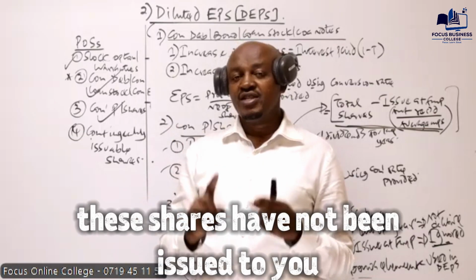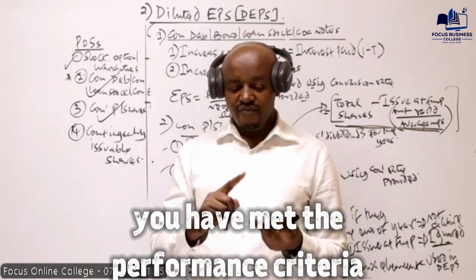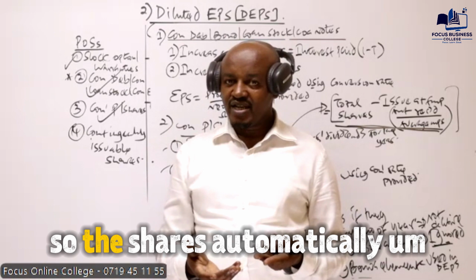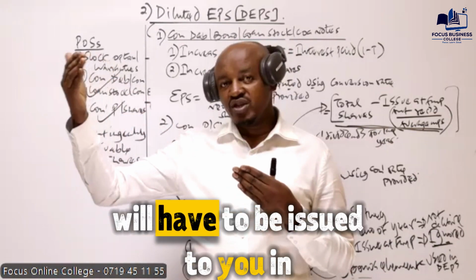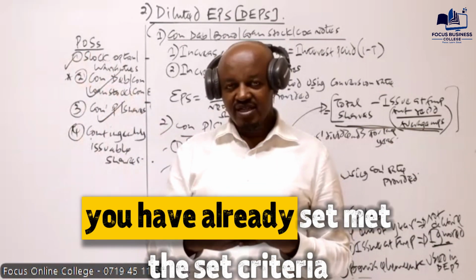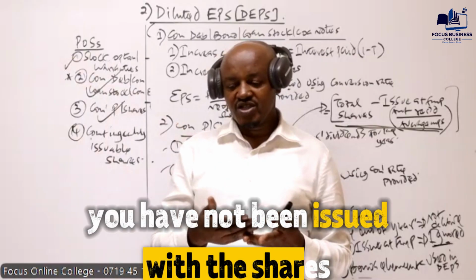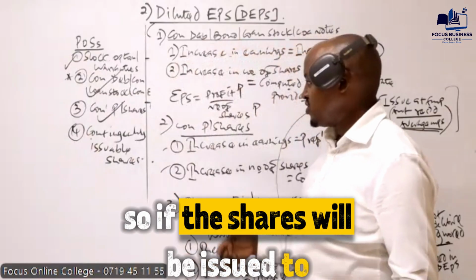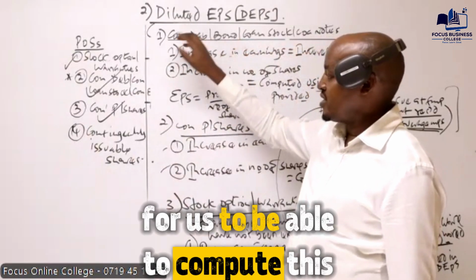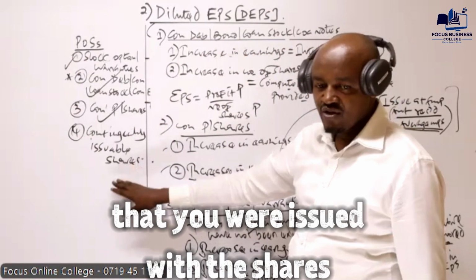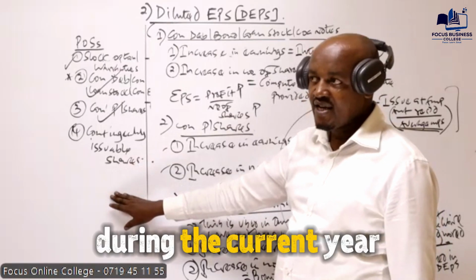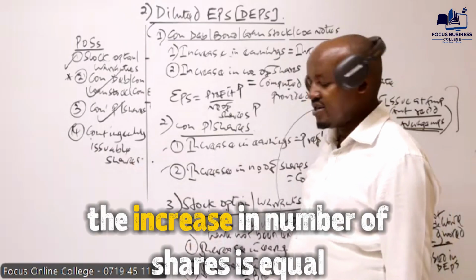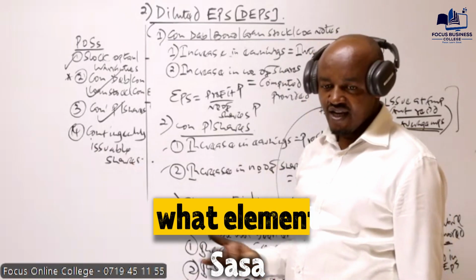Number two, these shares have not been issued to you. You have met the performance criteria, but the shares have not been issued to you. So the shares automatically will have to be issued to you in the future. If the shares will be issued to you in the future, for us to be able to compute this, we assume that you were issued with the shares during the current year, and then we compute these two items. Increase in earnings, which is always zero. The increase in number of shares is equal to the bonus element.